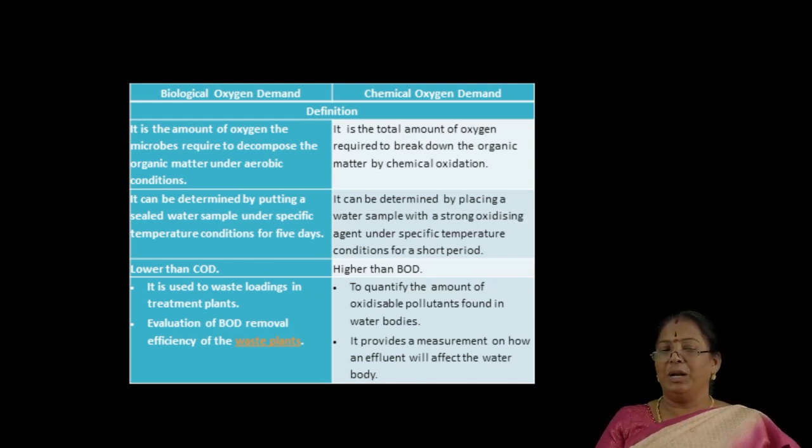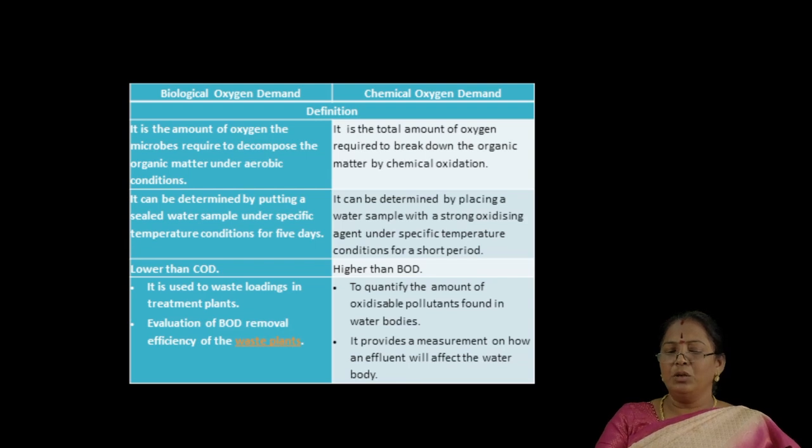Then what are the differences between biological oxygen demand and chemical oxygen demand? Biological oxygen demand is the oxygen used to decompose organic matter by microbes biologically. Here, for chemical oxygen demand, it is the oxygen required to break down the organic matter by chemical oxidation. BOD takes 5 days; that means the test to identify the BOD takes 5 days. For COD, we can get the result within 1 hour. When compared to chemical oxygen demand, BOD is somewhat lower.